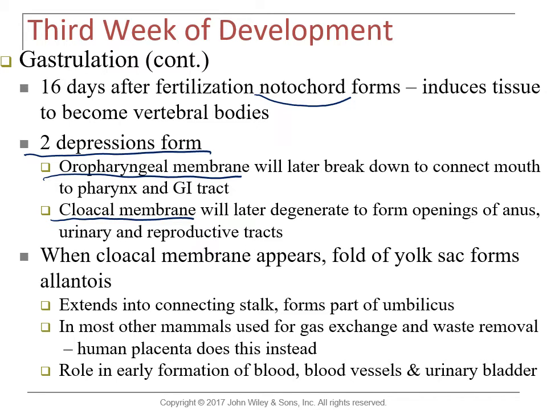When the cloacal membrane appears, the wall of the yolk sac forms a small vascularized outpouching called the allantois, which extends into the connecting stalk. In non-mammalian organisms enclosed in an amnion, the allantois is used for gas exchange and waste removal. Because of the role of the human placenta in these activities, the allantois is not a prominent structure in humans.